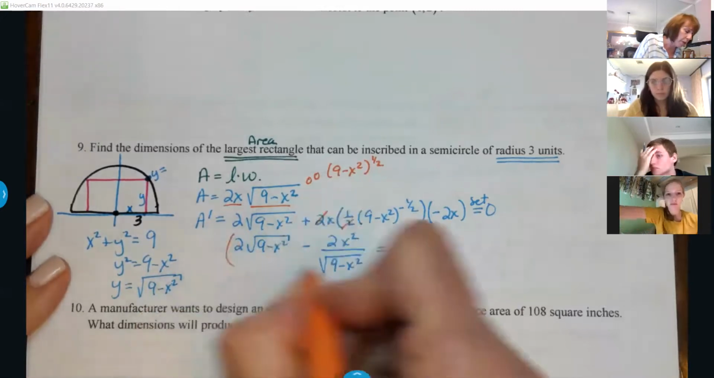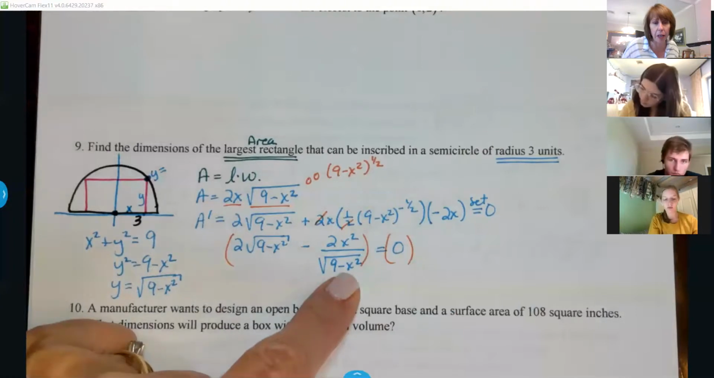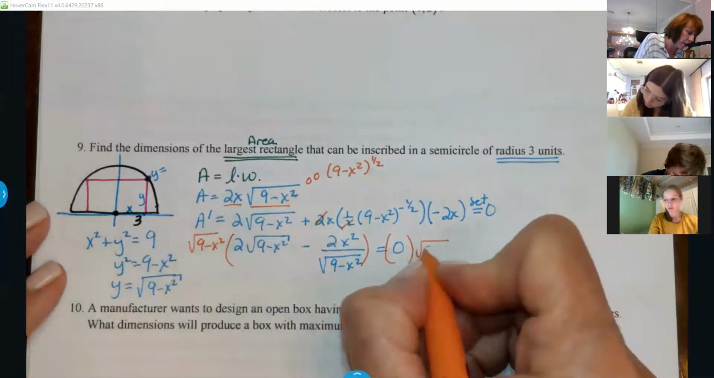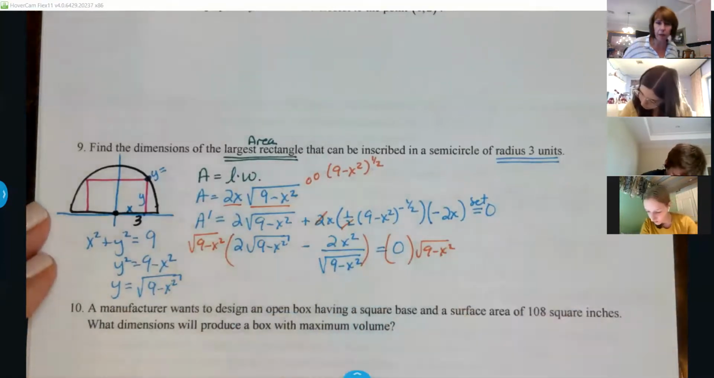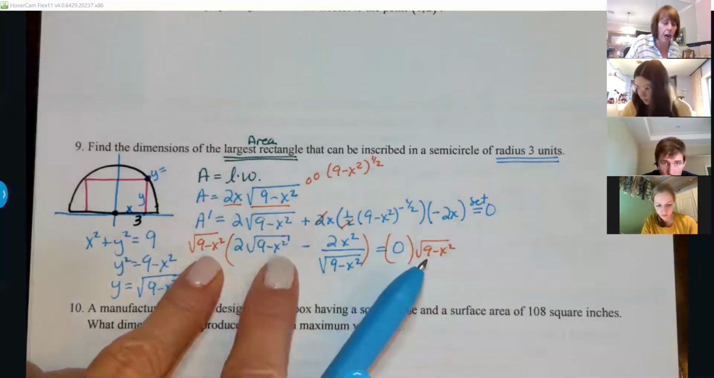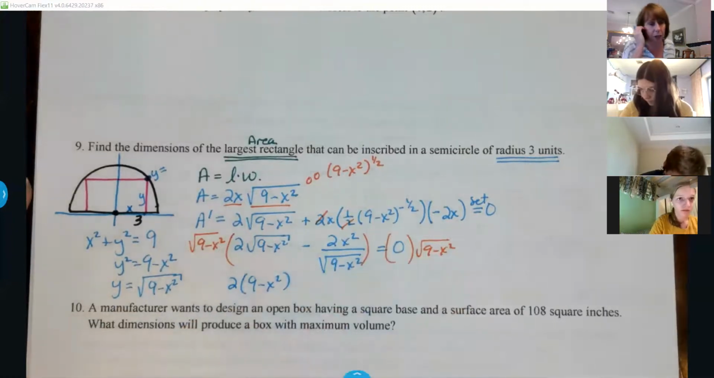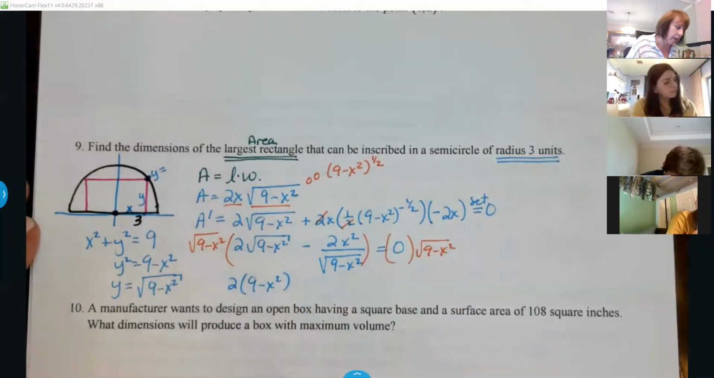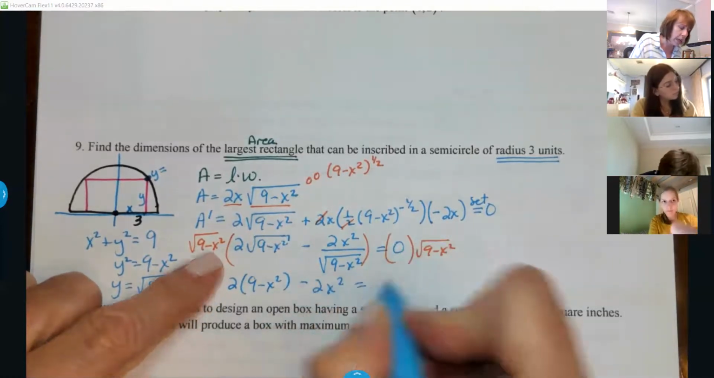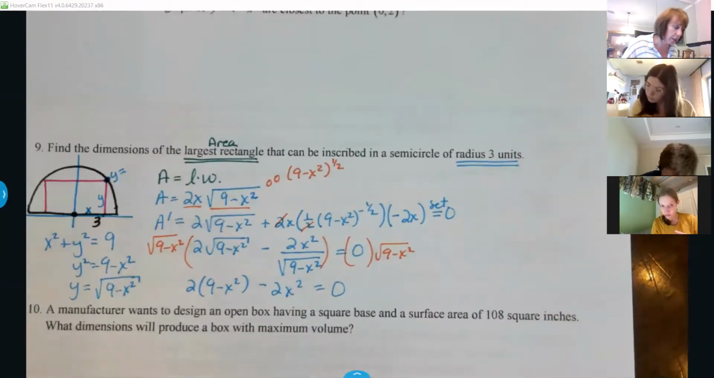So again, I'm going to multiply both sides by something that'll be helpful. I'm going to multiply both sides by that denominator. So multiplying by square root 9 minus x squared. When I multiply this together, I have 2 times just 9 minus x squared. So I've lost my square root, which is good. And when I multiply this by it, I just have minus 2x squared. And when I multiply this, I just get 0. So all of a sudden it got super nice.